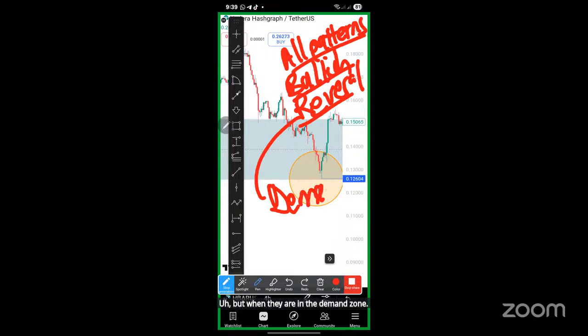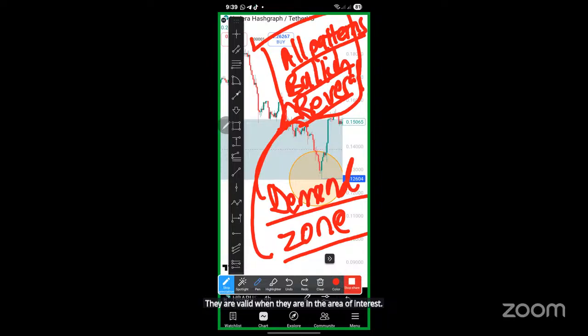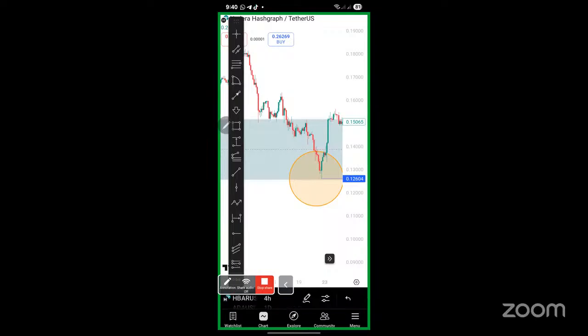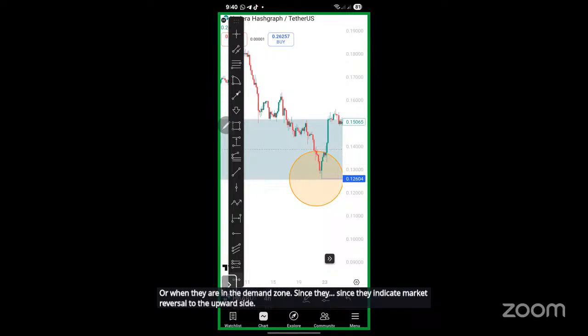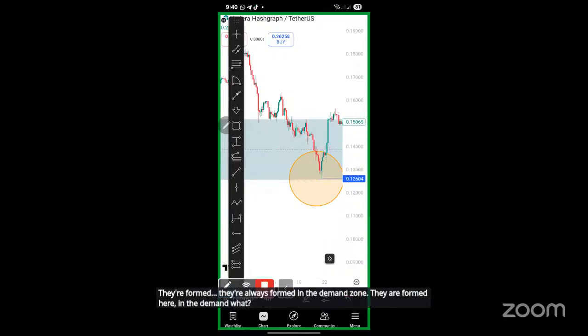All bullish reversal signals are valid when they are in the area of interest or when they are in the demand zone. Since they indicate market reversal to the upward side, they are always formed in the demand zone. What is the demand zone?